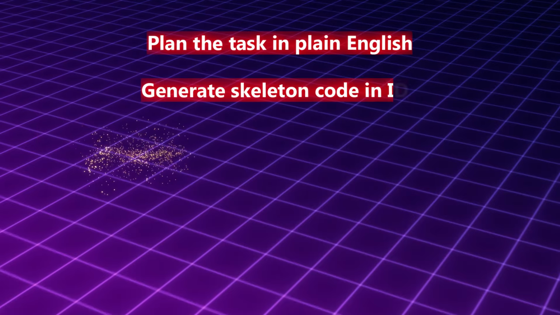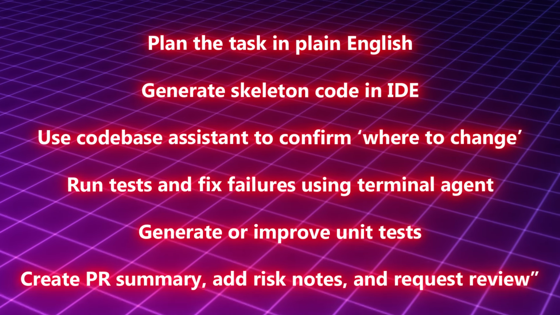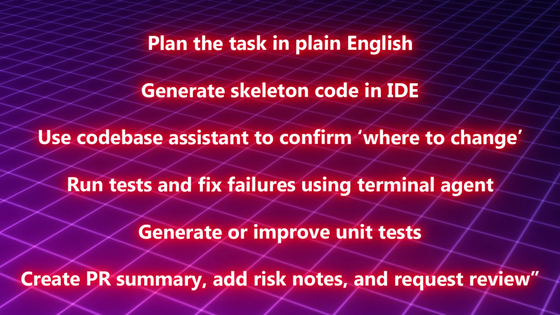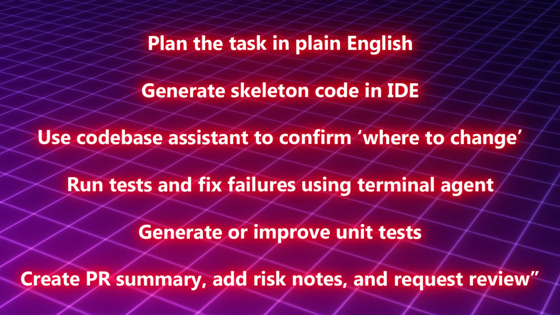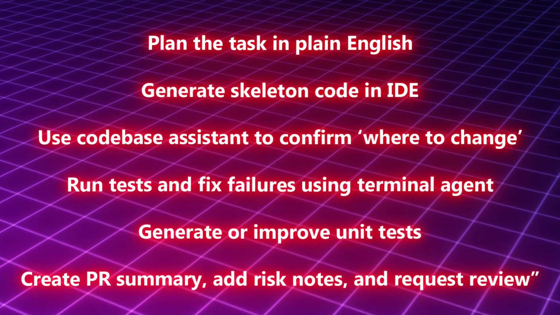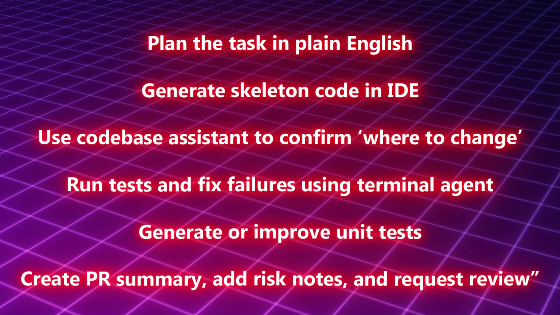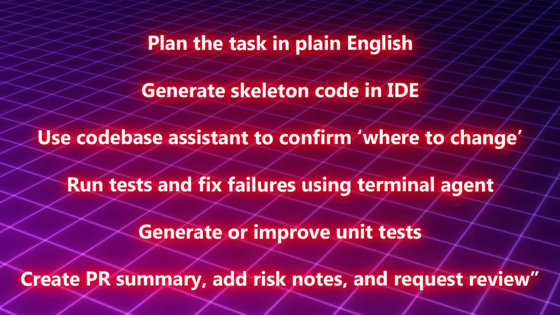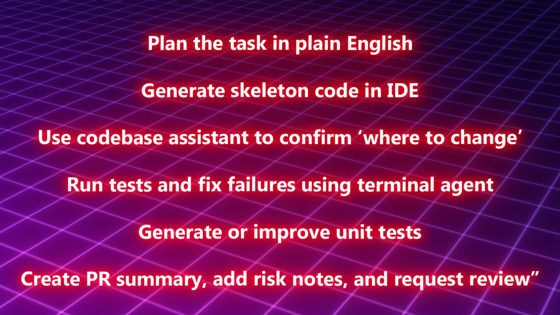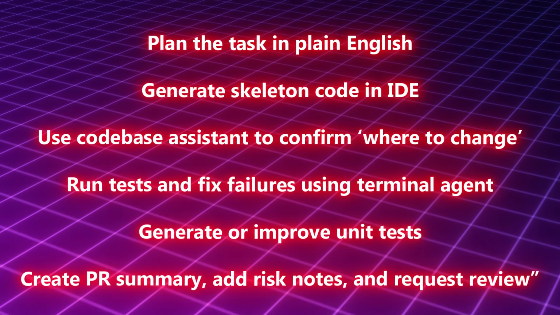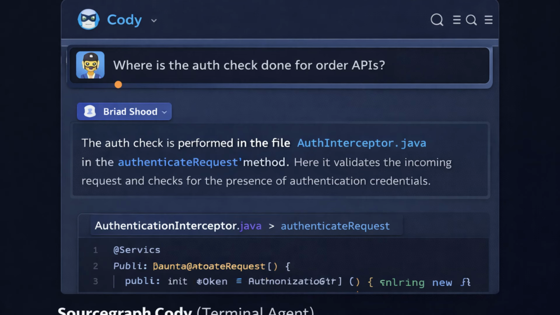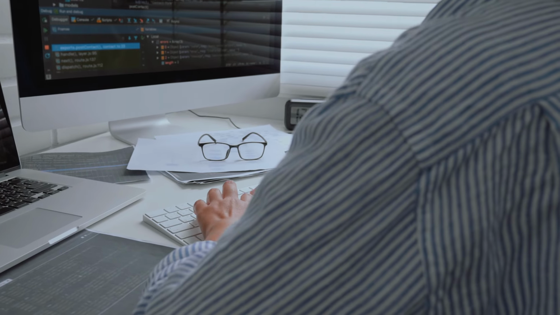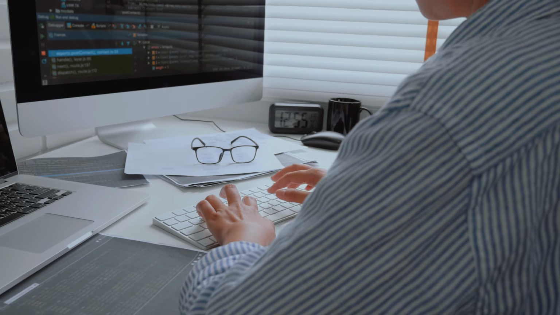These are my final concluding words. Mainly developers are using AI tools in real-time projects to plan the task in plain English, to generate the skeleton code in IDEs, use a codebase assistant to confirm where to change, run the tests and fix failures using a terminal agent, generate or improve the unit test cases, and create the PR summary, add the risk notes and request reviews. In these areas, mostly AI tools are used in software companies to implement their projects, improve productivity and save their time as well.